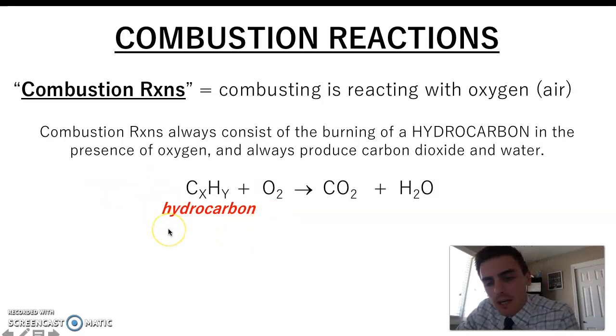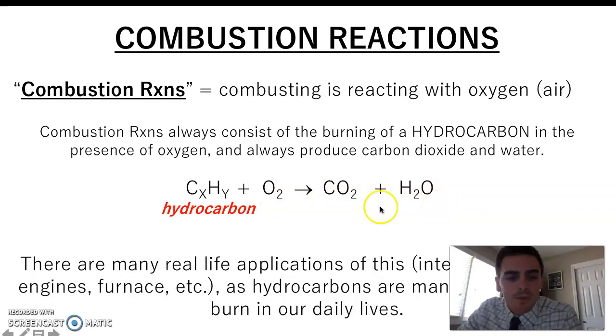You'll struggle with a couple of these, but always remember, if it's combustion, it's plus O2, burned in the presence of oxygen. Oxygen, it's diatomic, and it's always going to produce carbon dioxide and water. So, like I said, there's many real-life applications of this. We'll explore those. I'm actually not going to do one with you. You guys need to be independent here.